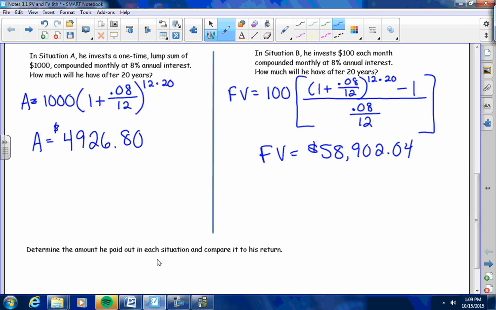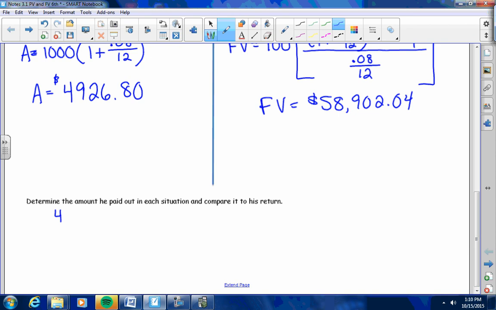All right. Now, let's compare these. We need to determine the amount he paid out in each situation and compare it to his return. So in situation A, how much did he totally pay out? He paid $1,000. So we're going to subtract $1,000 from that. 4926.80 minus 1,000. So he actually had a return of $3,926.80.